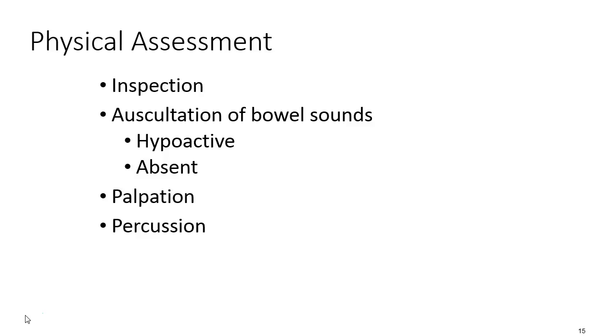Palpation, we would detect any tenderness or any masses in the abdominal area. If you feel a pulsating mass, that may be a sign of an abdominal aneurysm, so we do not palpate in that area. And then percussion can be done to detect excessive air in the intestinal tract.